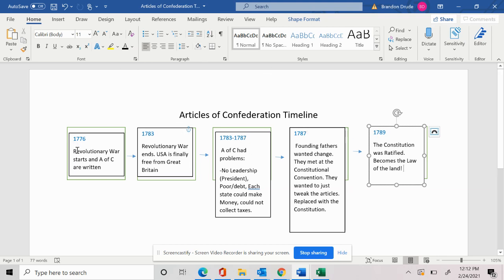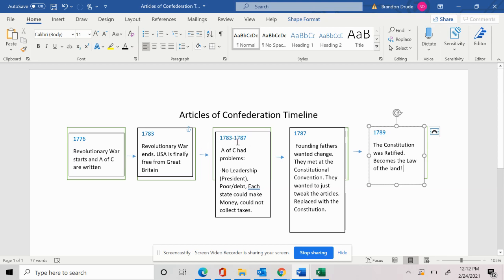So in 1776, the Revolutionary War started, and the Articles of Confederation were written. In 1783, the Revolutionary War ends, and we finally gained our independence from Great Britain, and we are finally free. So the Articles of Confederation is already established, and it has been our government for this period. Well, we would continue from 1783 to 1787.